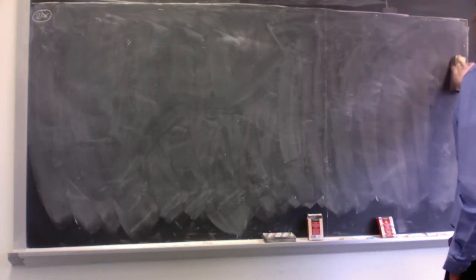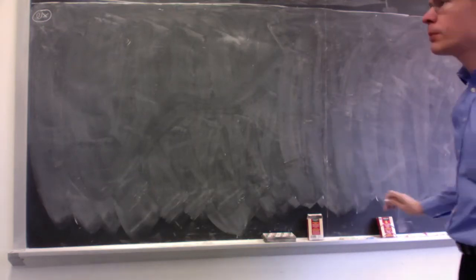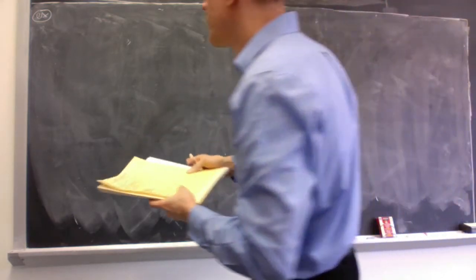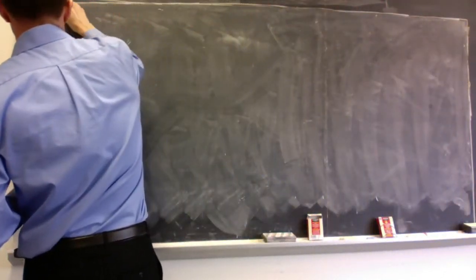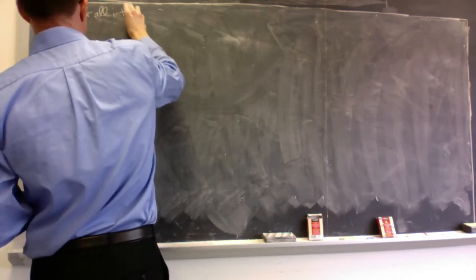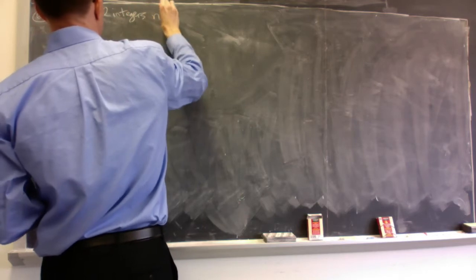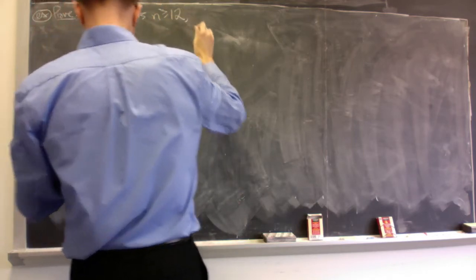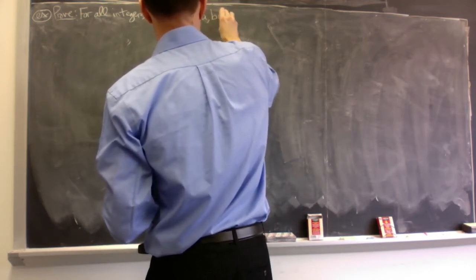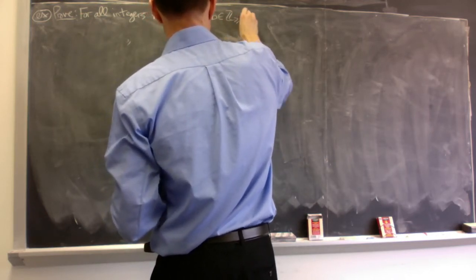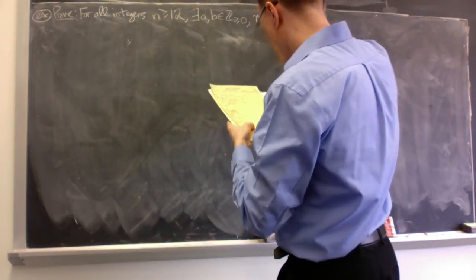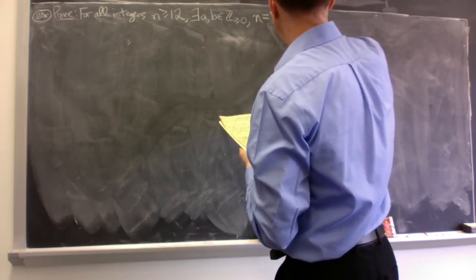All right. So here's a very different kind of problem that we can use induction for. Another proof. Prove for all integers n at least 12, there exist non-negative integers a, b, such that n has the form 7a plus 3b.